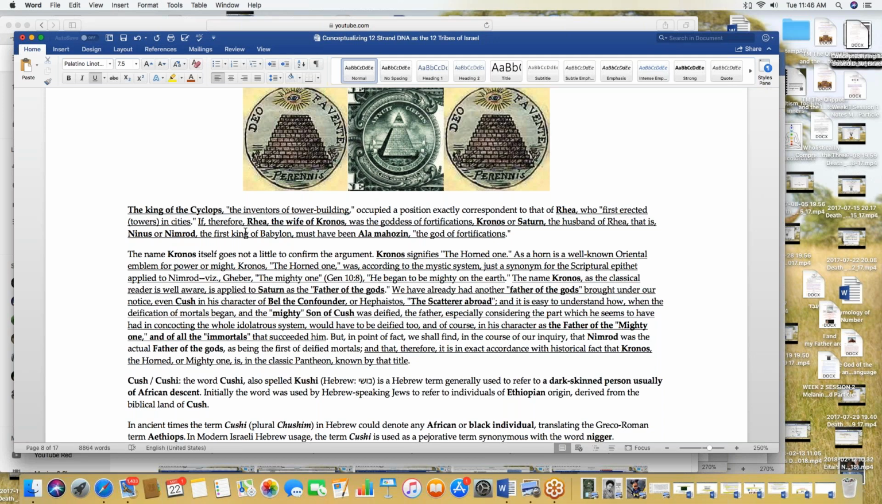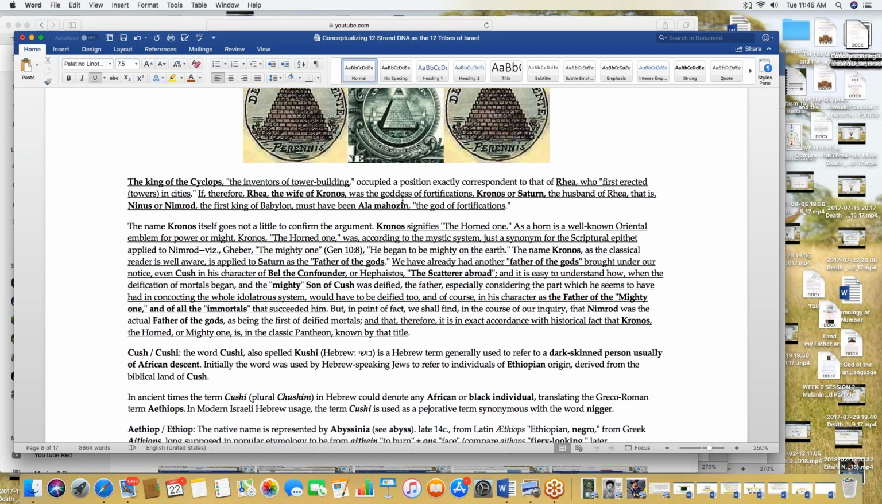If therefore Rhea, the wife of Cronus, or his counterpart, was the goddess of fortification, Cronus or Saturn, the husband of Rhea, that is, Ninus or Nimrod, the first king of Babylon, must have been Allah Mahozim, the god of fortifications. Now keep that name, Allah Mahozim. Write that down. Allah Mahozim.